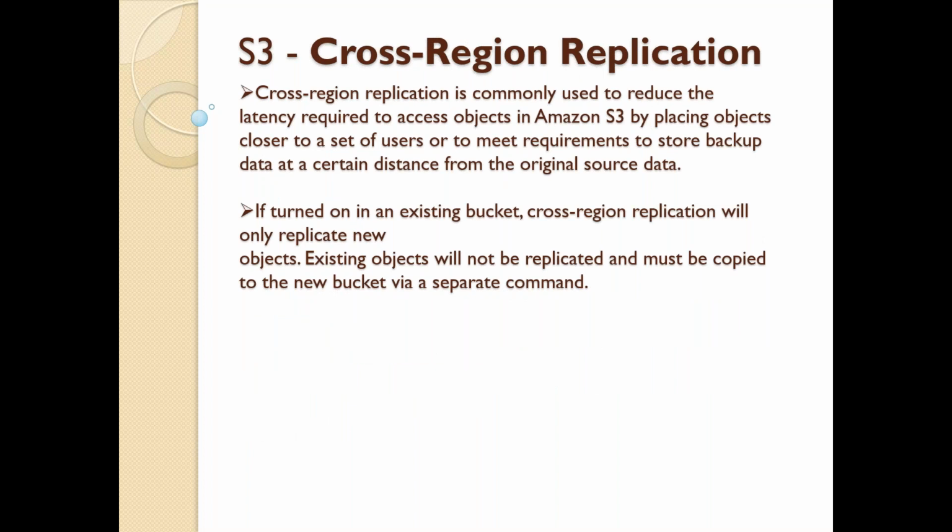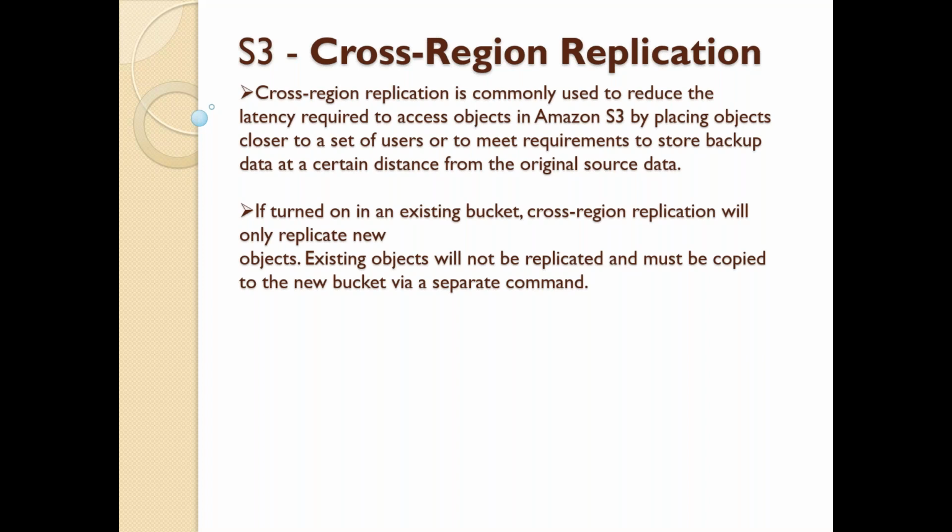Okay, so cross-region replication is commonly used to reduce the latency required to access objects in S3 by placing objects closer to the set of users, or to meet a requirement to store some backup or data at a certain distance from the original data source. Now, if you're taking a backup of the data, suppose you have data in the standard S3 storage tier, while replicating, since that's just a replication, you want to save some cost. Only in the replication data, you can make that infrequently accessed or one zone IA. You will still reduce the cost, but you will still have the data.